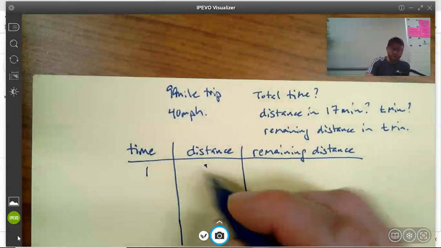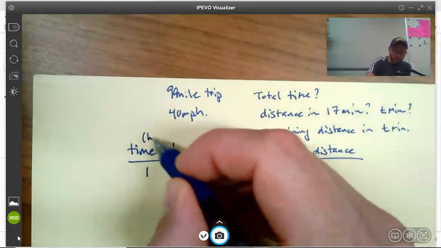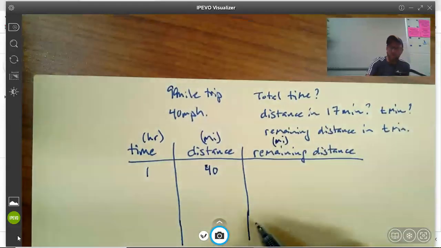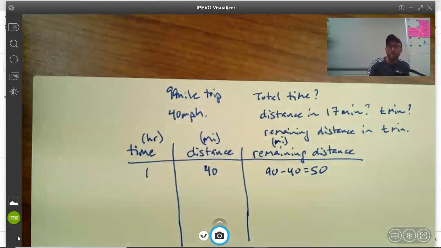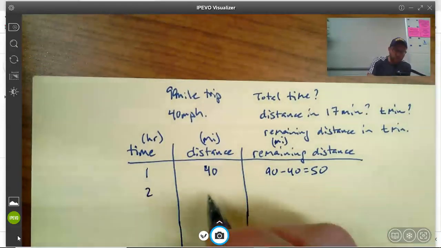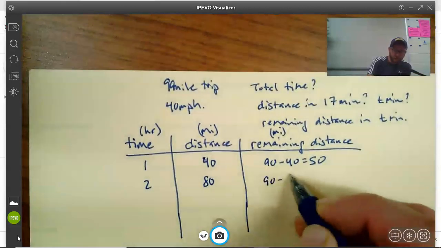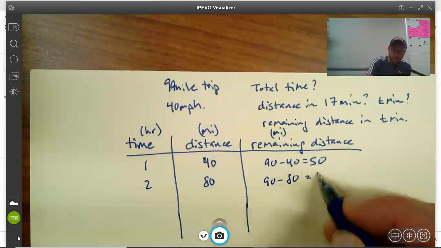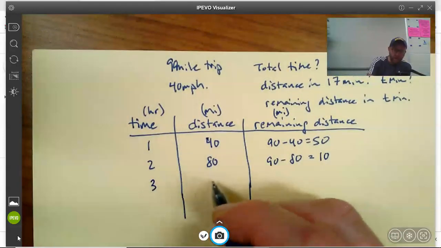At 40 miles per hour, that means that in 1 hour we travel 40 miles. And this would be in hours, miles, and miles. And then 90 minus 40 equals 50 remaining miles. So at hour 2, we've traveled 80, right? 2 40-mile chunks. And our remaining distance is 90 minus 80, which is 10. And I think it's pretty clear that if we go for a third hour, that's another 40.